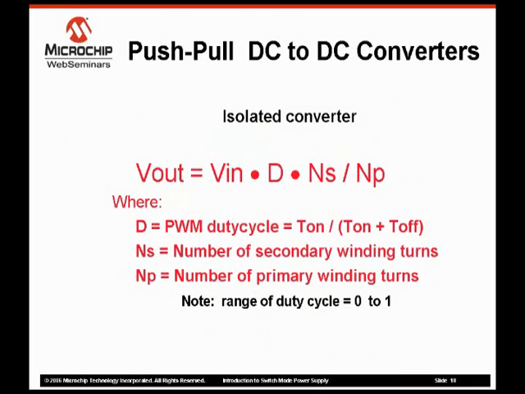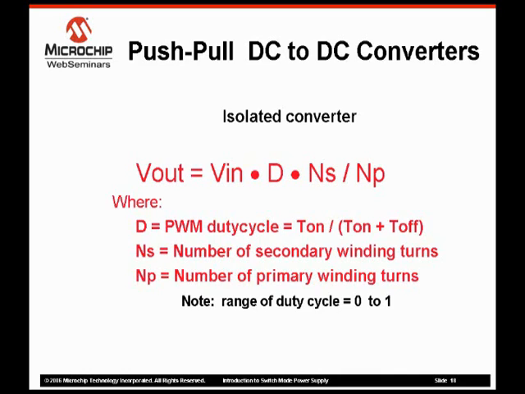The push-pull converter output voltage is linear and proportional to the input voltage, the duty cycle, and the turns ratio of the transformer. The duty cycle may be any value between 0 and 1.